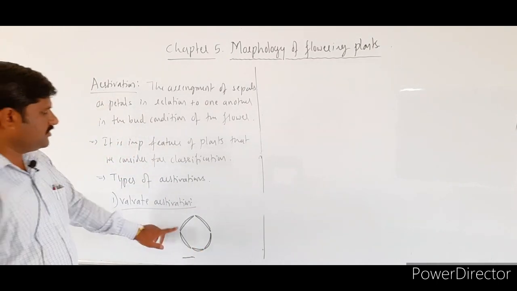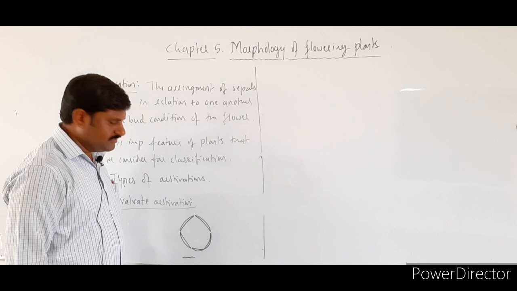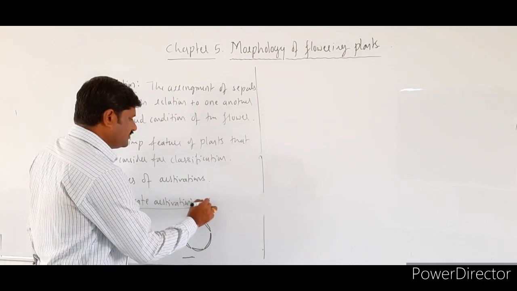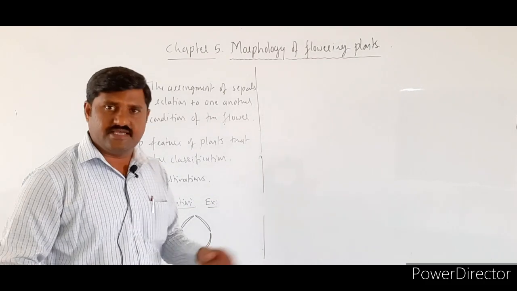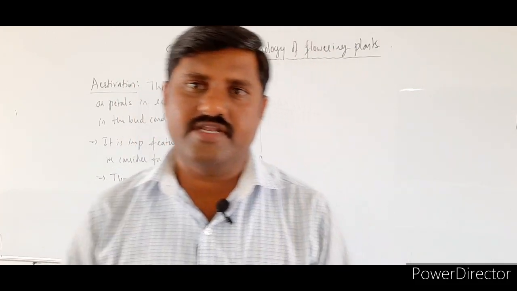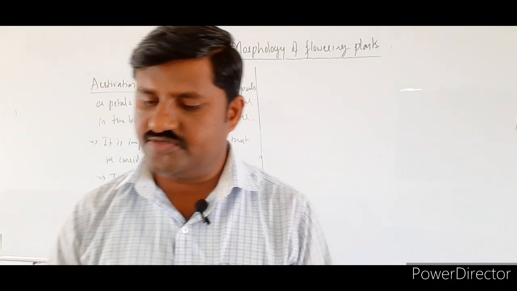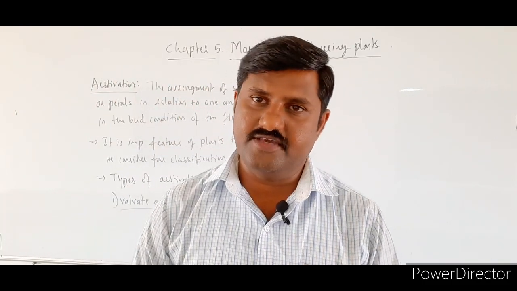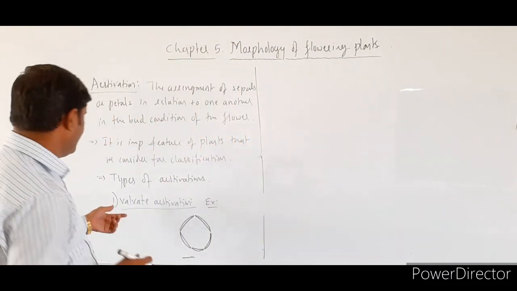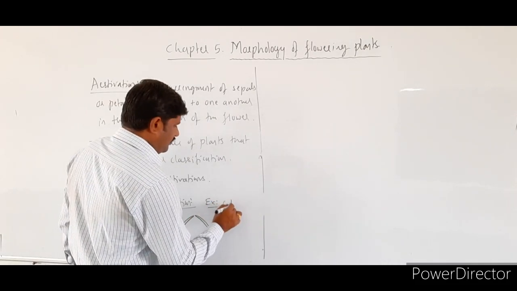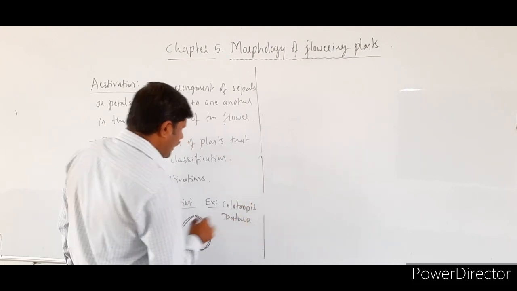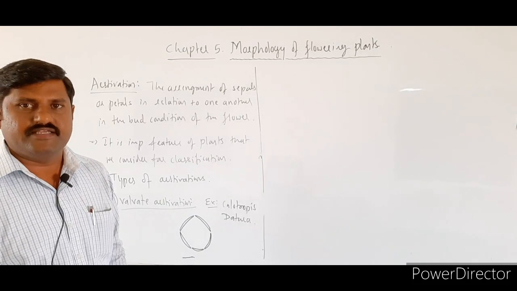Okay, they just touch each other, right? So the condition is said to be valvate estivation. Many examples for valvate estivation are mentioned in the NCERT book, so those examples also will be considered over here. Along with that, some other examples will be considered. Calotropis is given in NCERT, and one more example is Datura. Calotropis and Datura are the best examples for valvate estivation.